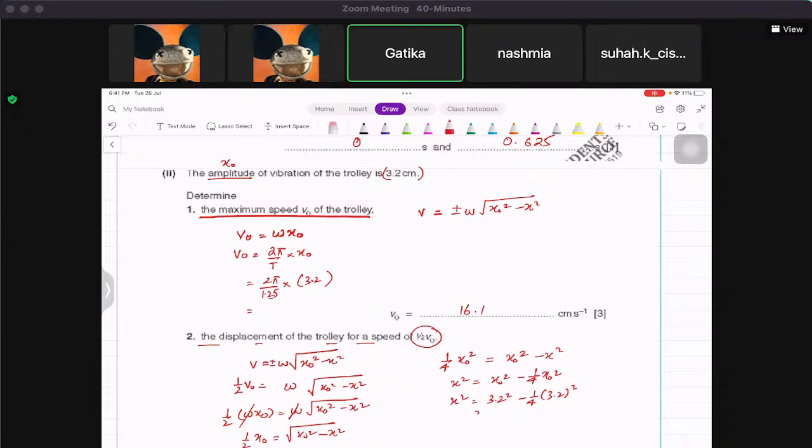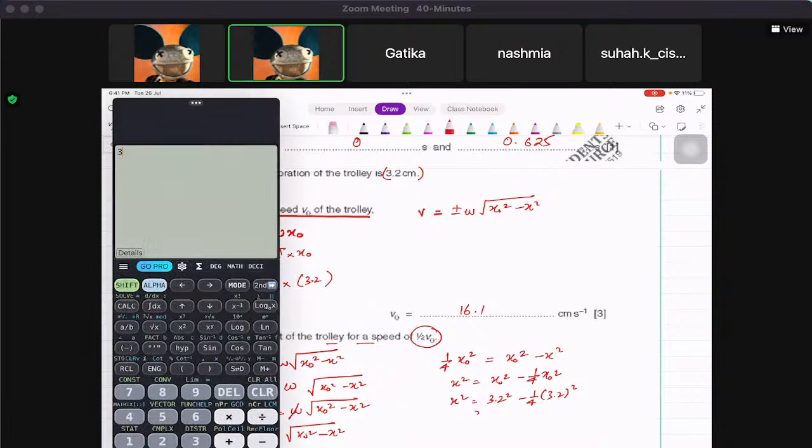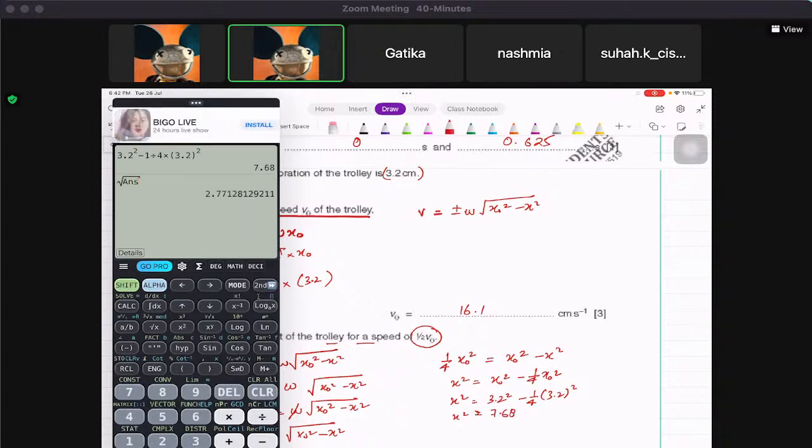Okay, so now we're going to put in the x naught values, and this will be 3.2 squared minus 1 by 4 times 3.2 squared. So I'm getting x naught squared equals 7.68, and then I take the square root of this answer, so that is going to be 2.8 actually. Is it clear, everybody? Any questions?